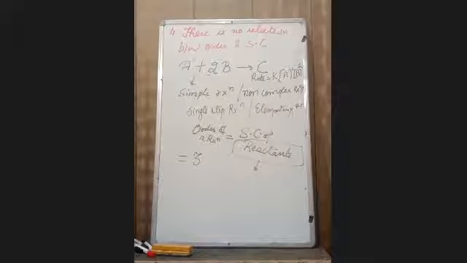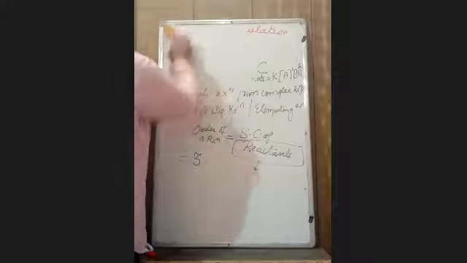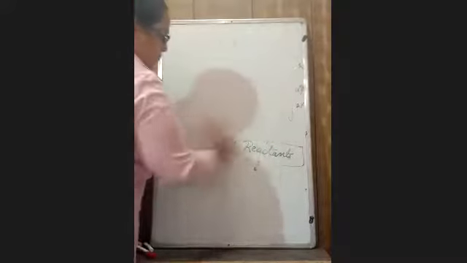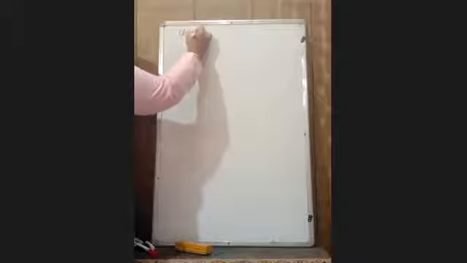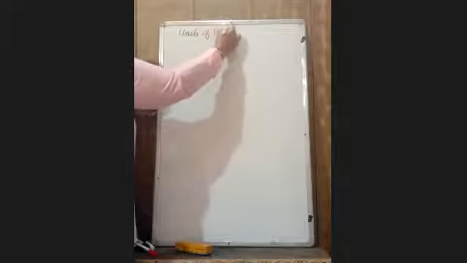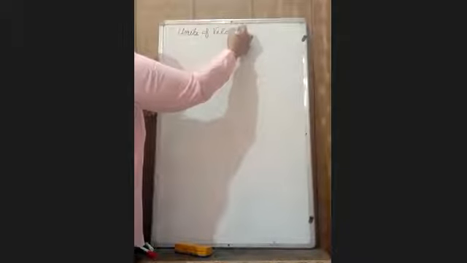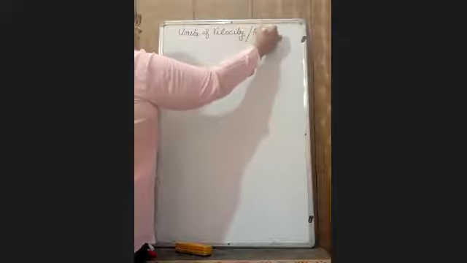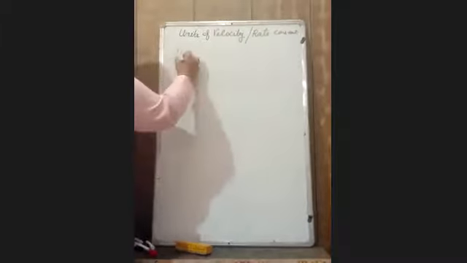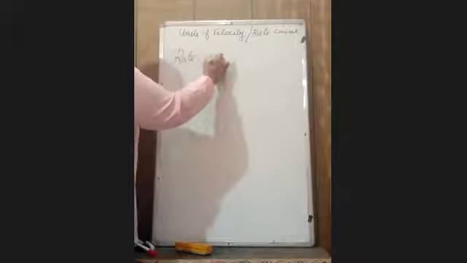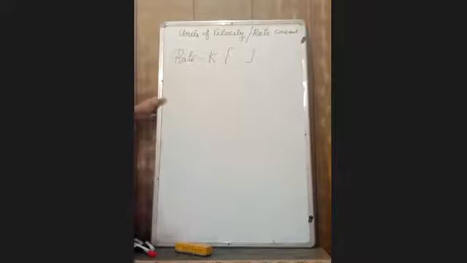Now, SI units, units of velocity constant. Units of velocity or rate constant, which is represented by K. Rate is equal to K into concentration of reactant or product.